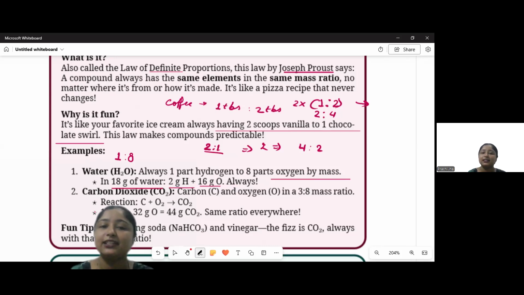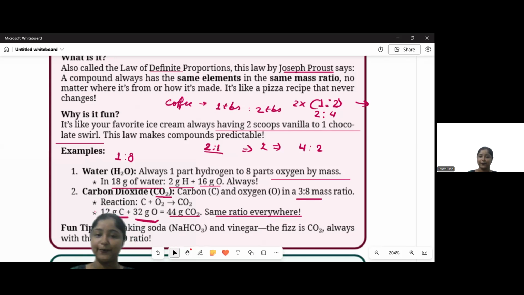Now, let's see another example. For CO2, carbon and oxygen are in the ratio of 3:8. Okay. So 12 grams of carbon plus 32 grams of oxygen gives you 44 grams of CO2.